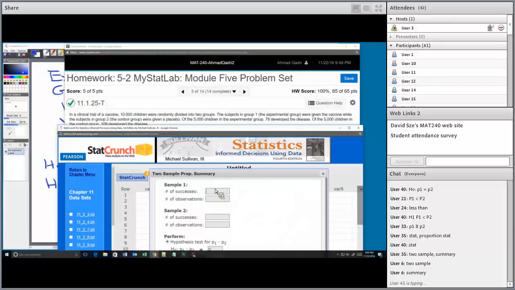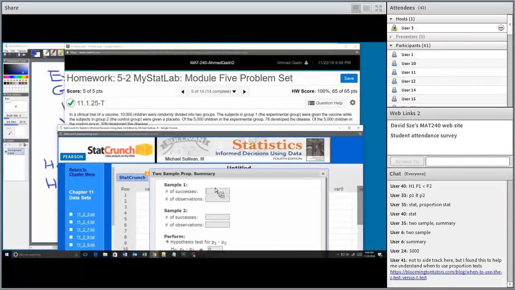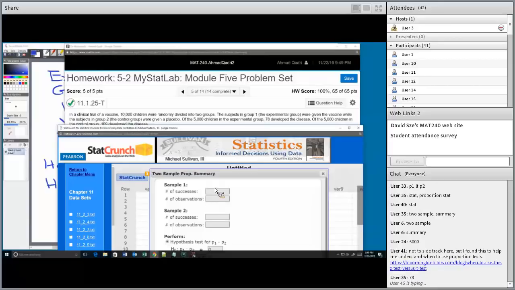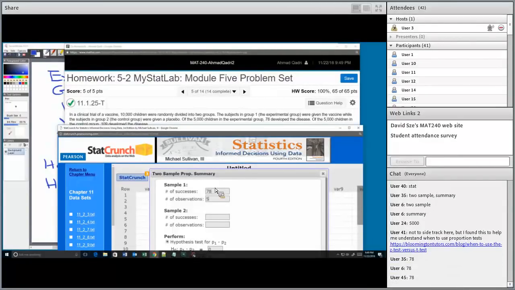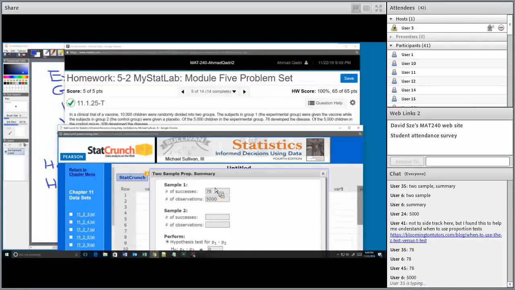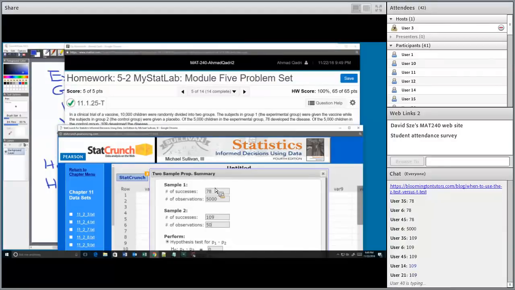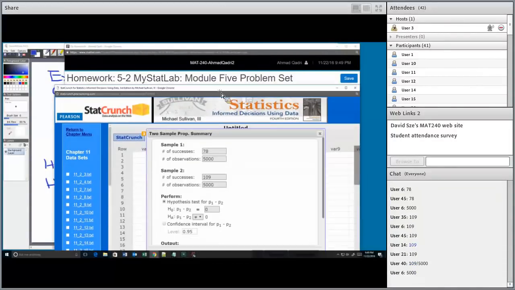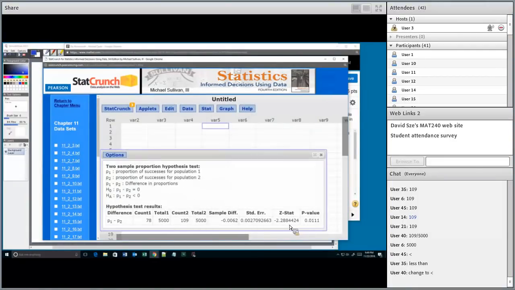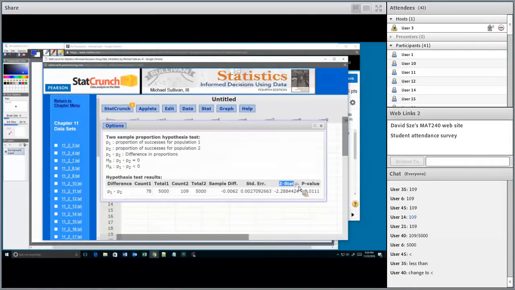Okay, and then what do I enter here? 78 out of 5,000. And here I'm going to enter 109 out of 5,000. Very good. And then what do I select here? P1 minus P2 is 0. And what about this alternative? Less than. Yes, very good. And then I hit compute and I get my test statistic and my p-value.